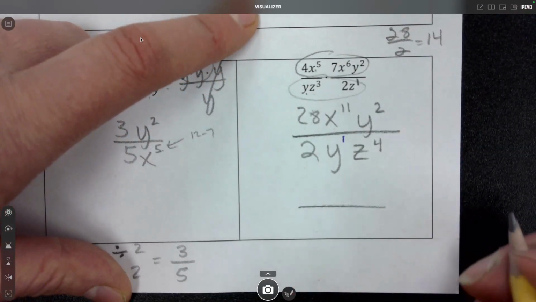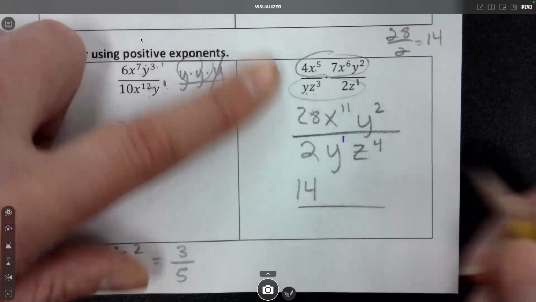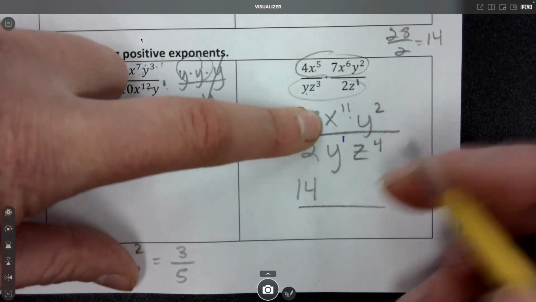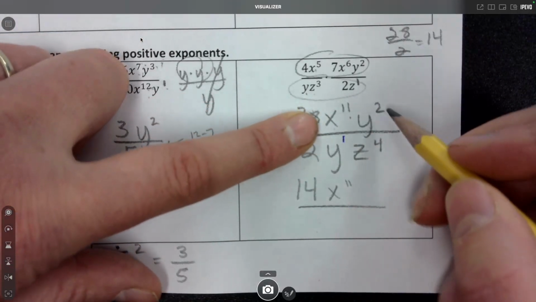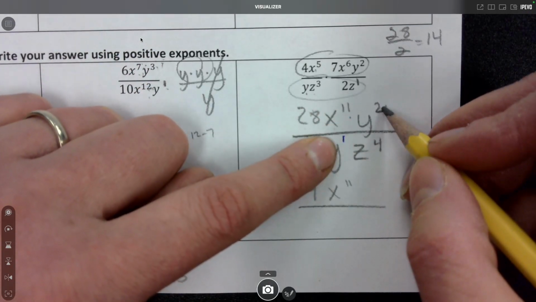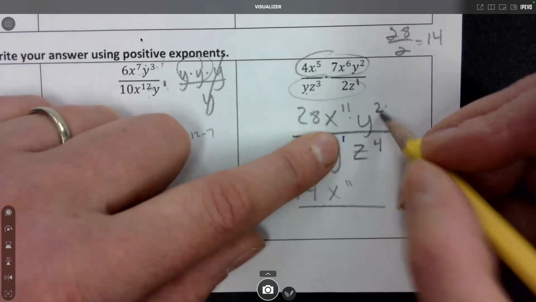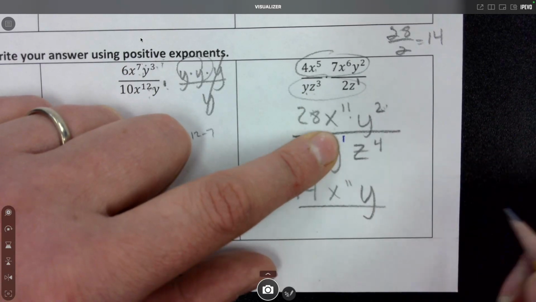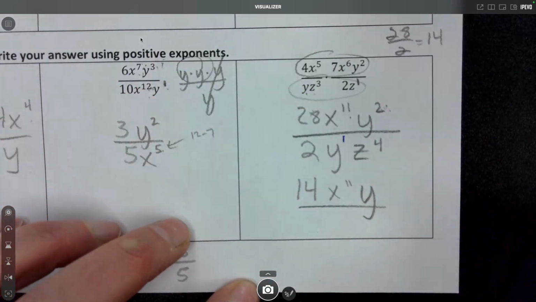So when I rewrite my fraction, the 14 is going to go on top. X is only in one place, so I'm going to write it down. I have y squared over y. 2 minus 1 is 1, so I'll have y to the 1st power on top. That's where I had more of them.